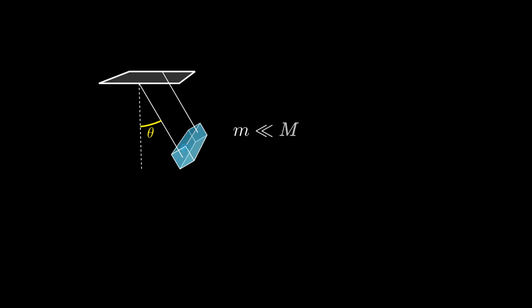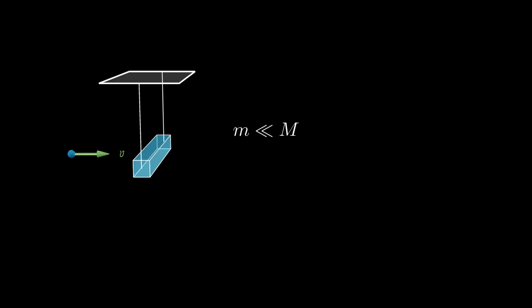Given that small m is much less than capital M, we have to find the velocity of the bullet before striking the body, and the fraction of the bullet's initial kinetic energy that gets converted into heat.